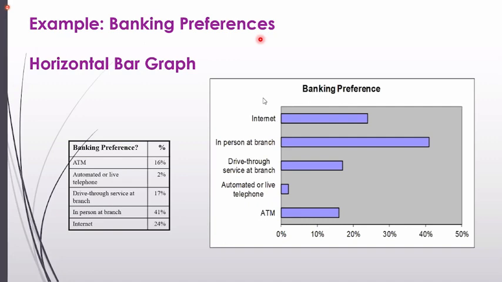Banking customers are the respondents. They are the elements or entities of the study. What are the measurements for the banking preferences? ATM, automated, Internet. These are percentages. How many measurements do we have here? 5. These are the measurements: ATM, automated or live telephone, drive-through service at branch, in-person at branch, internet.